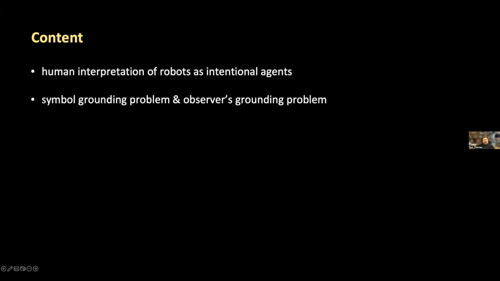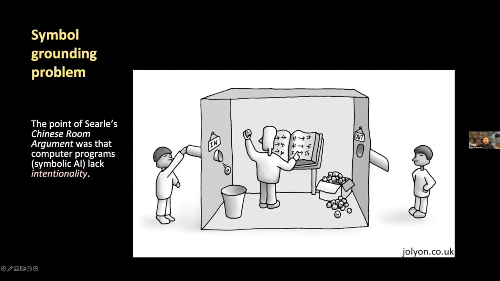Okay, I'll be talking about the symbol grounding problem a little bit and a new version of that, which I refer to as the observer's grounding problem. And I'll talk about the role and implication of embodiment in HRI. So again, I'm talking about how people interact with embodied AI systems, not so much about the embodied AI as such.